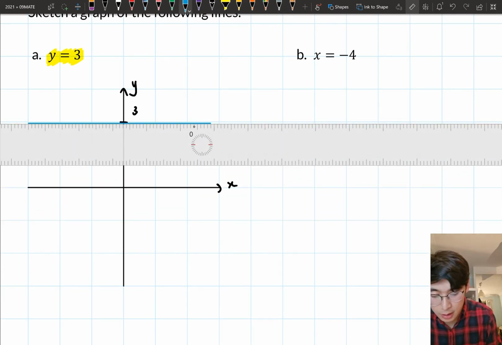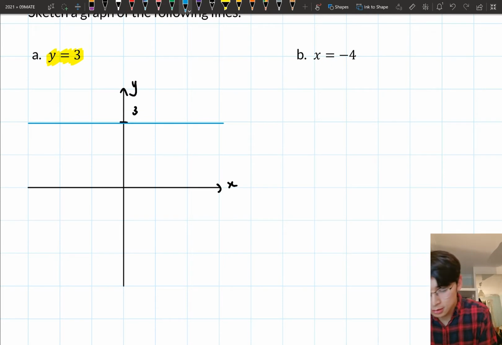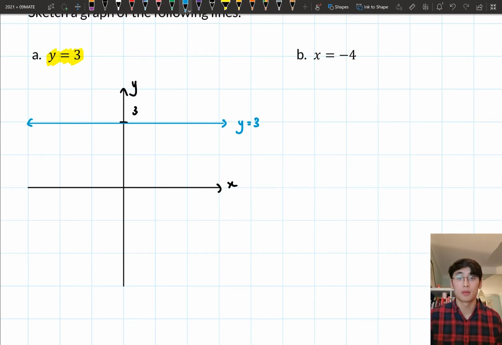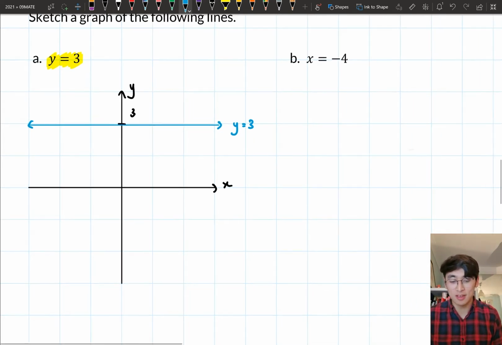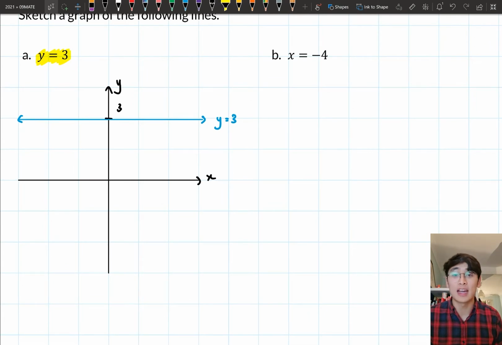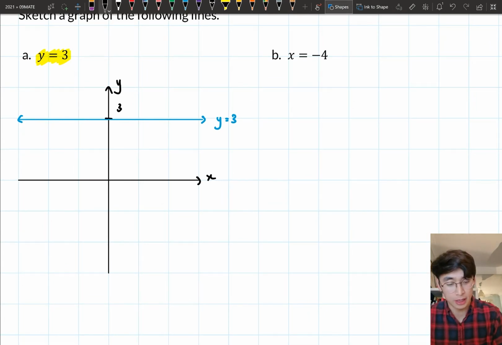And so this line here is y is equal to 3. So if you ever see an equation where it says y is equal to 3 and we have to plot it on a Cartesian plane, we're just drawing horizontal lines. Okay, next example. X is equal to -4. X is equal to -4. So let me pull out my Cartesian plane again.